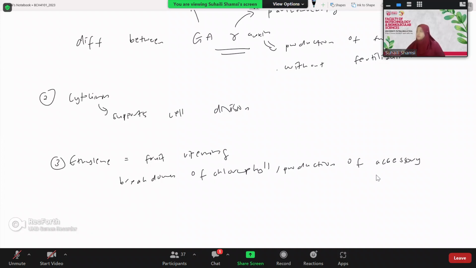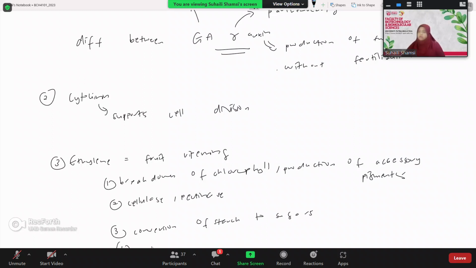And then production of more cellulase, like kinase, that breaks down the cell wall, and conversion of starch into sugar, so that the ripened fruit will be juicier and sweeter, right? And formation of volatile compounds that give a pleasant smell, to attract pollinators for the process of pollination, or to the human nose itself.